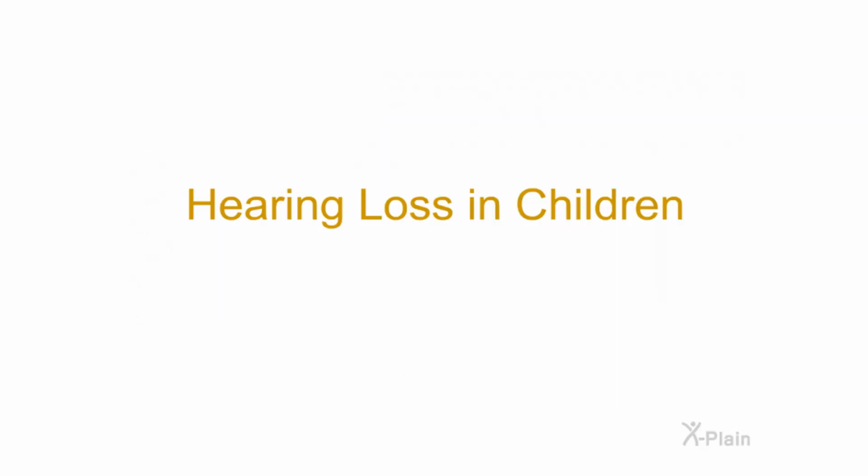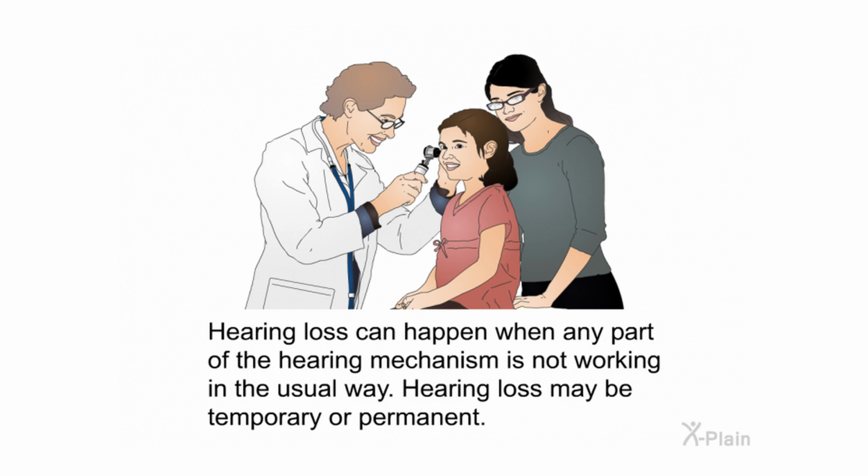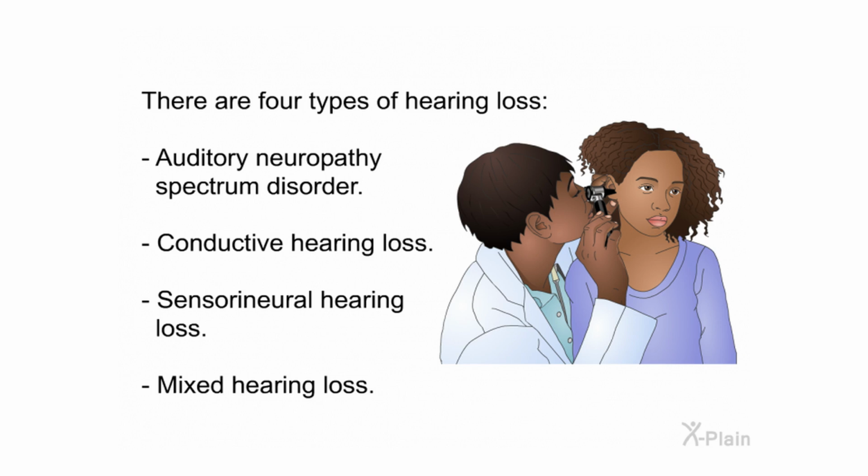Hearing loss in children. Hearing loss can happen when any part of the hearing mechanism is not working in the usual way. Hearing loss may be temporary or permanent. There are 4 types of hearing loss. Auditory neuropathy spectrum disorder, conductive hearing loss, sensory neural hearing loss, mixed hearing loss.